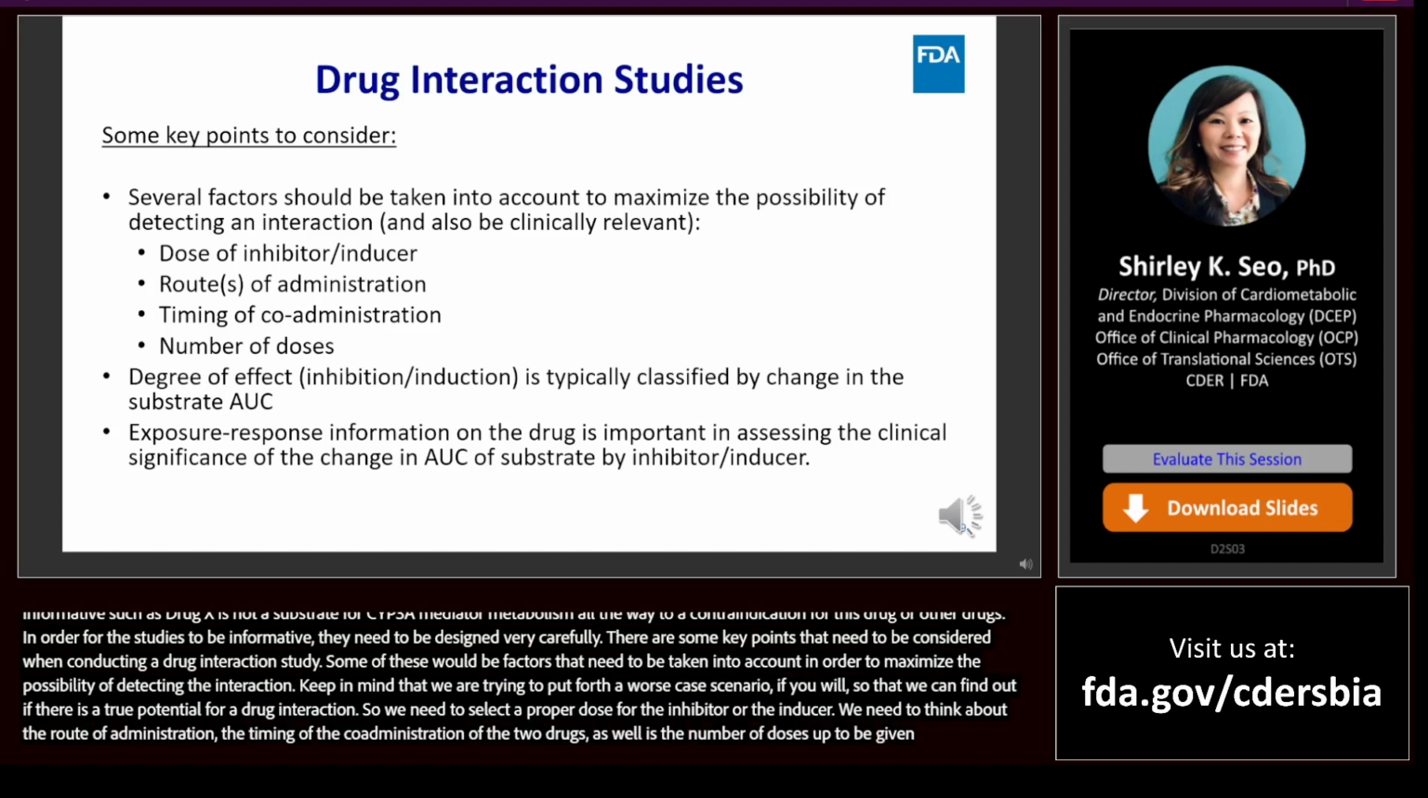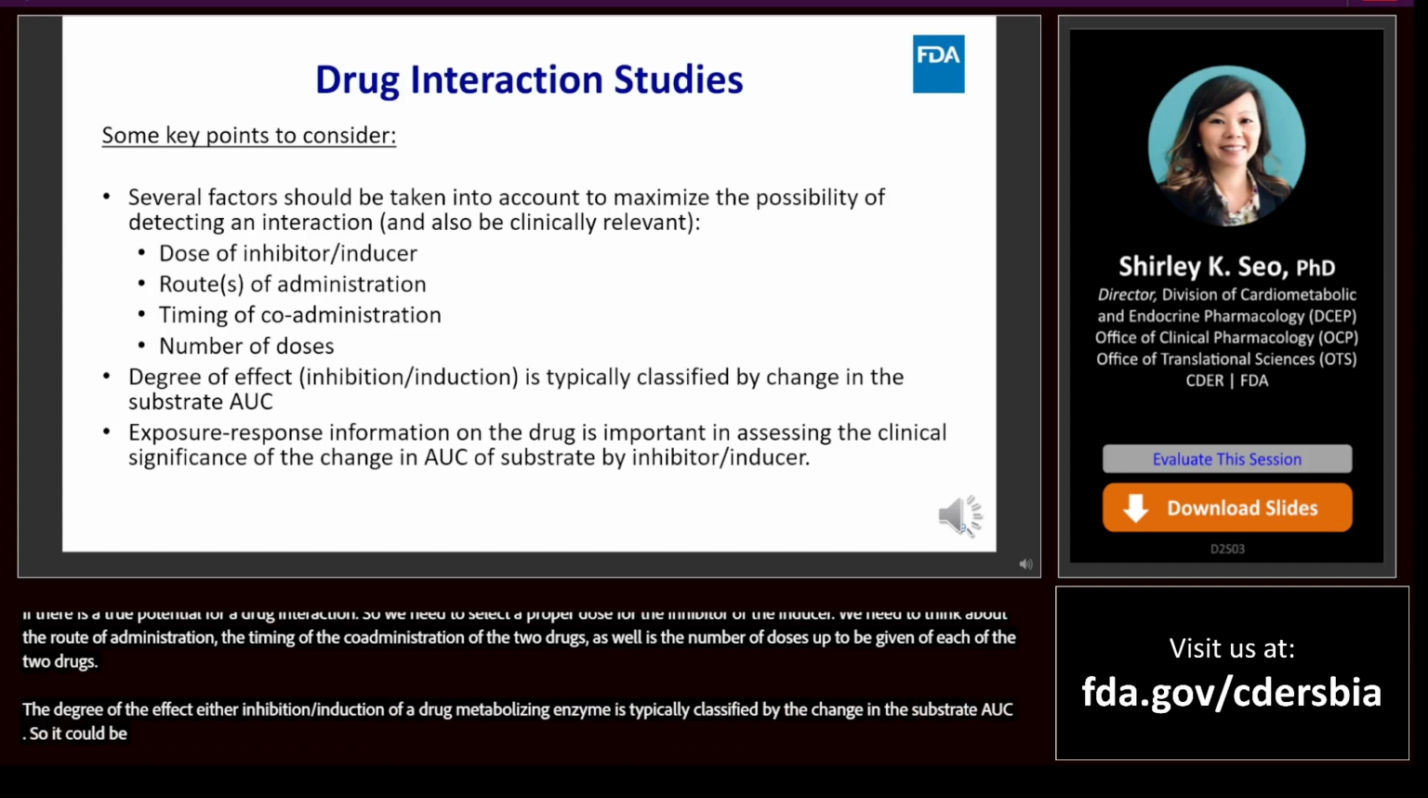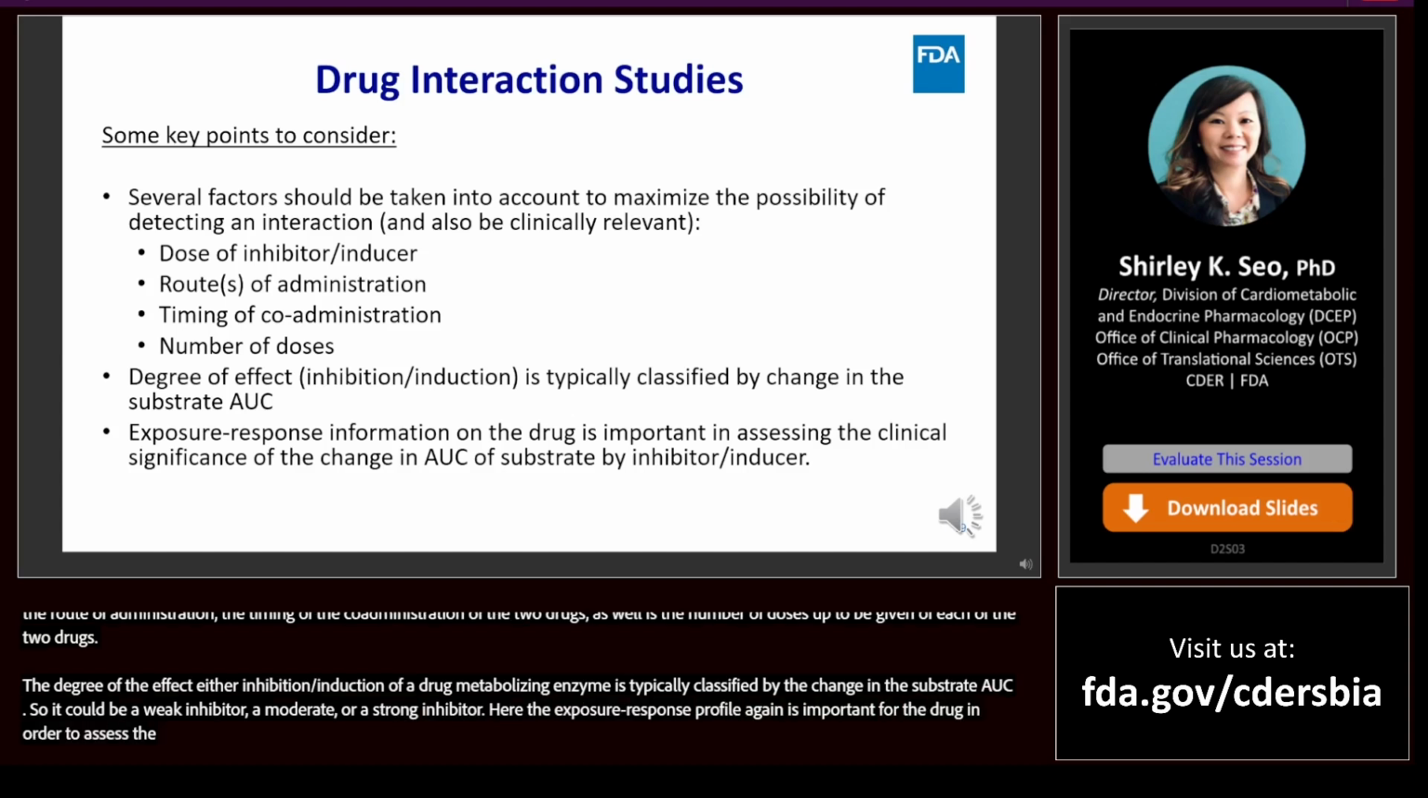The degree of the effect, either inhibition or induction of a drug metabolizing enzyme, is typically classified by the change in the substrate's AUC. So it could be a weak inhibitor, a moderate, or strong inhibitor. Here, the exposure response profile again is important for the drug in order to assess the clinical relevance of any change in AUC caused by either an inhibitor or an inducer of the enzyme of interest.